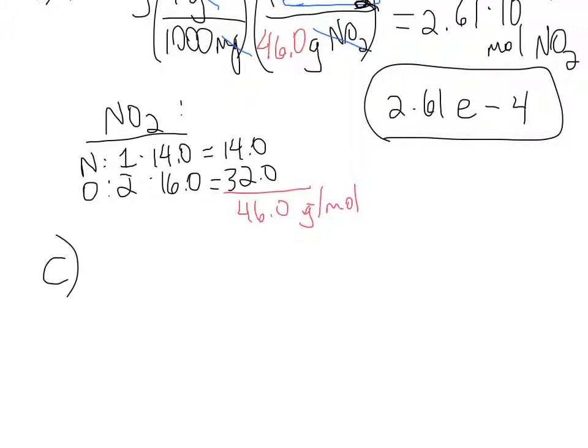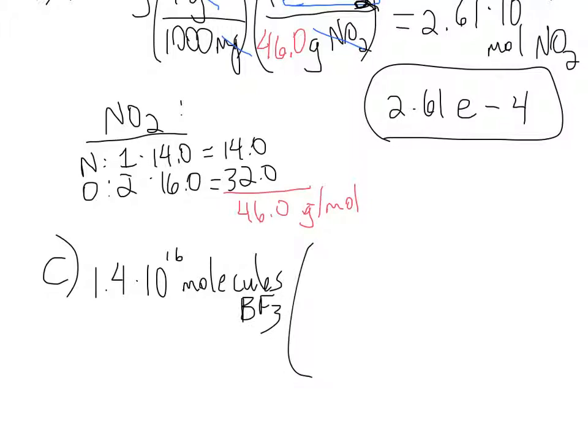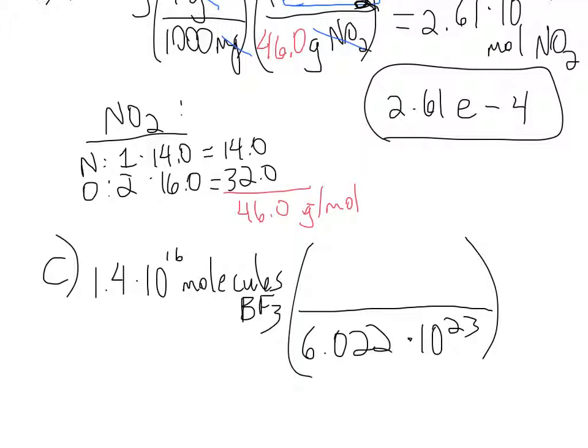Problem C, they give us not a mass but a number of molecules of BF3. So 1.4 times 10 to the 16th molecules of BF3. Now it could be molecules of anything. It doesn't matter what that thing is. A mole of anything has 6.022 times 10 to the 23rd of that thing. In this case, it's molecules of BF3, but you could have a mole of pencils if you wanted to.